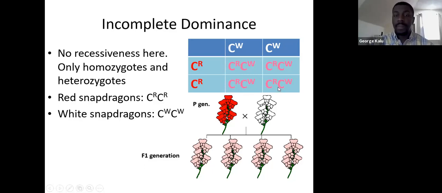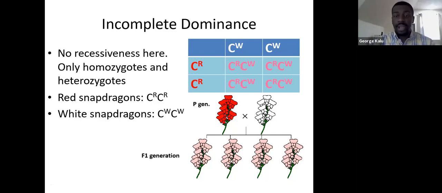Now, because the genotypes for the offspring are all CR, CW, it's going to be a mix between red and white. So because they're mixing, we're going to end up seeing that these end up becoming pink offspring, which is what we see down here. So that's how incomplete dominance will work.